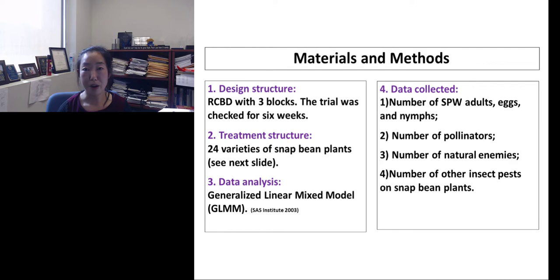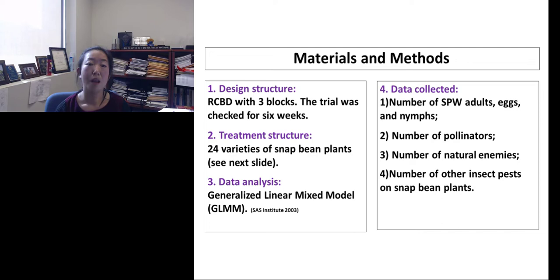We conducted field trials, and the design structure is a randomized complete block design with three blocks, and the trial was checked for 6 weeks. The treatment structure is the 24 varieties of snap bean plants. You can see more information on the next slide. After we collected and analyzed the data, we used the generalized linear mixed model in the SAS software.